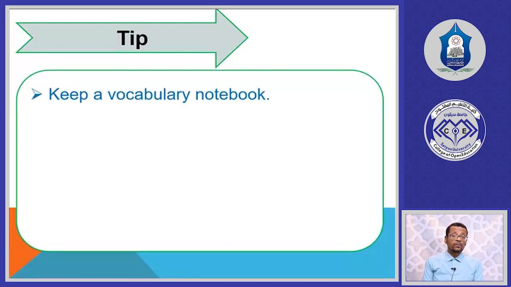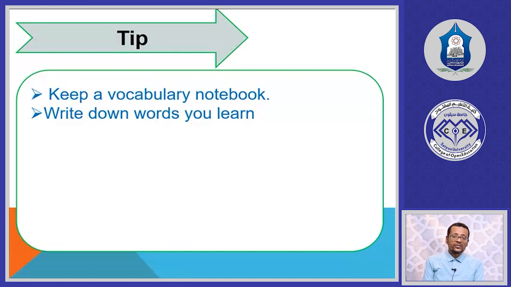One tip which is very important here is keeping a vocabulary notebook. You have to have a vocabulary notebook. If you don't have one, you have to buy one. And keep that notebook only for vocabulary, because you will come across many new words, and if you don't write them down, you will forget them easily. So learning needs patience. You have to have a vocabulary notebook and write down words that you learn.